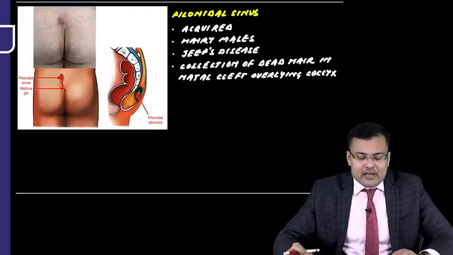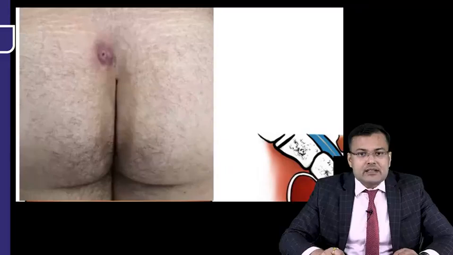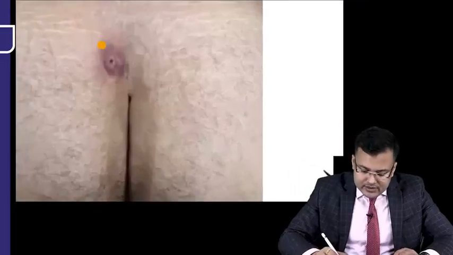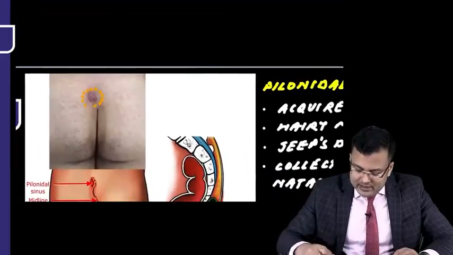This is pilonidal sinus. You can see here, sinus means there is a single opening. So here you can see, this is the opening. Clear? This is the opening. And in this case, what happens?